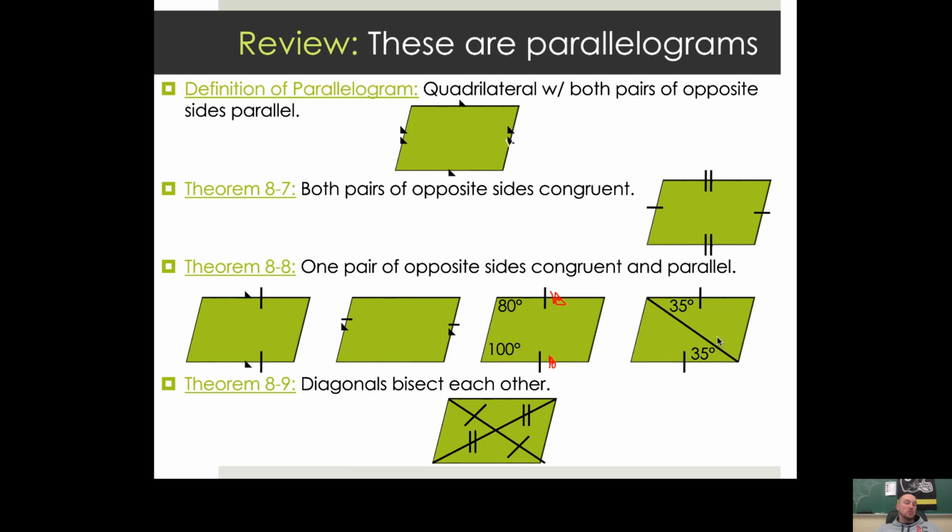Just like this one, which was what we just did on the last slide. Opposite sides are congruent, and these alternate interior angles are congruent. That makes parallel segments. Okay, and then your last one, the diagonals bisect each other. That makes a shape a parallelogram.